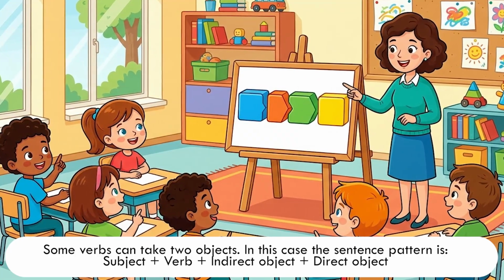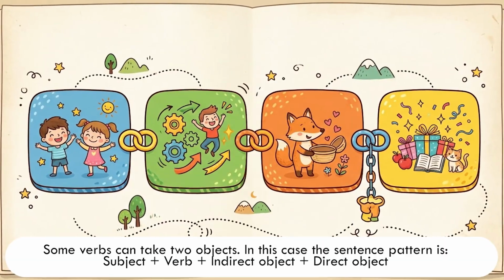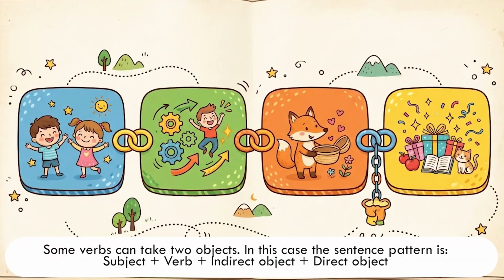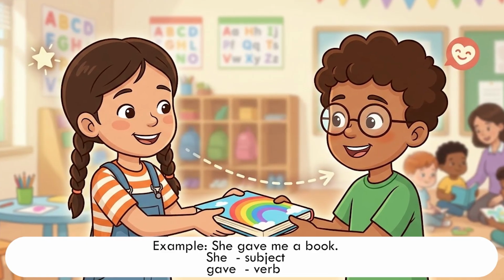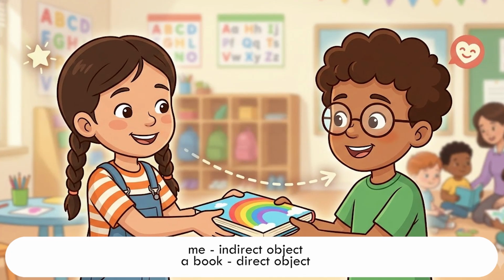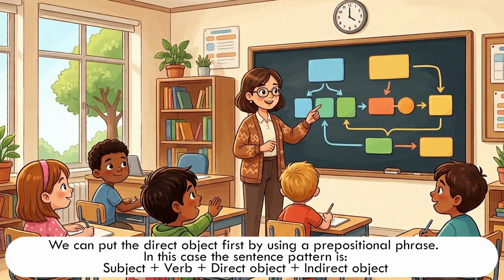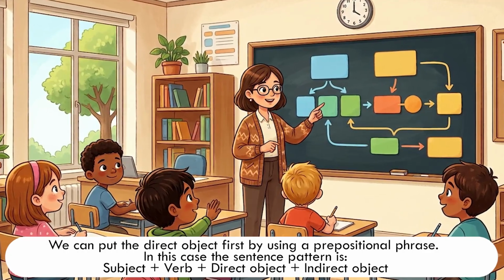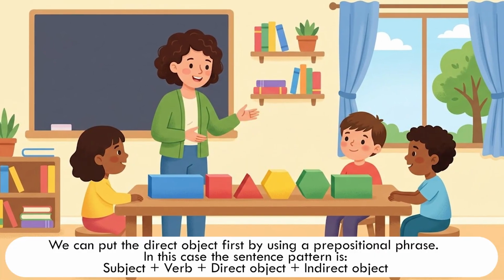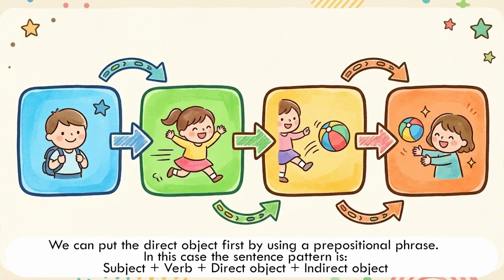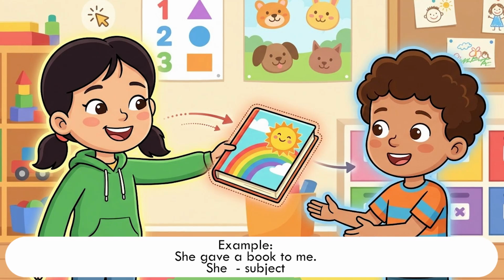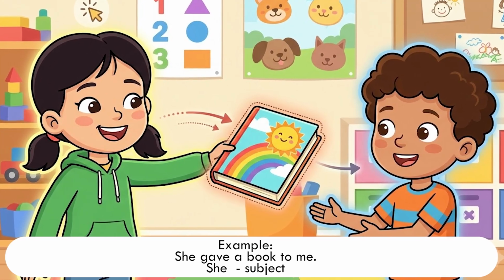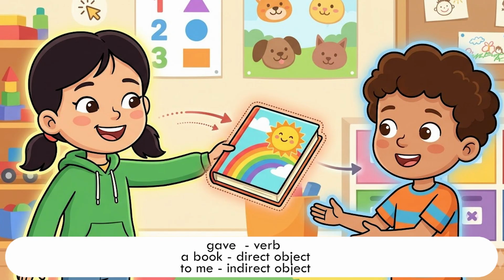In this case, the sentence pattern is subject plus verb plus indirect object plus direct object. Example: she gave me a book. She, subject. Gave, verb. Me, indirect object. A book, direct object. We can put the direct object first by using a prepositional phrase. In this case, the sentence pattern is subject plus verb plus direct object plus indirect object. Example: she gave a book to me. She, subject. Gave, verb. A book, direct object.